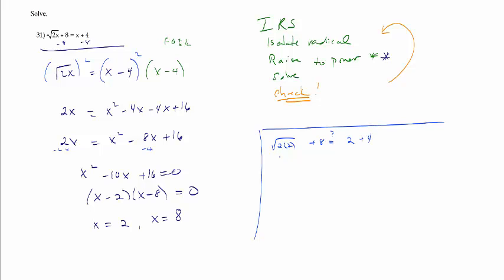So the square root of 2 times 2 is the square root of 4, so I get 2 plus 8, which is 10. Oh no, that is not equal to 6. So that means x cannot be a 2. That is not a solution.